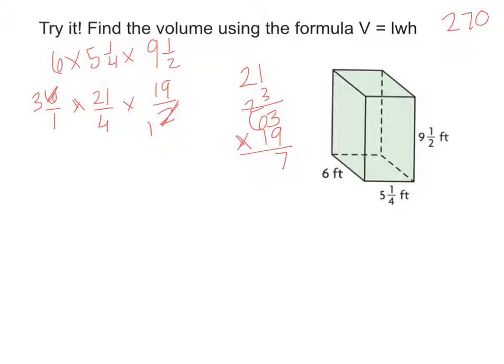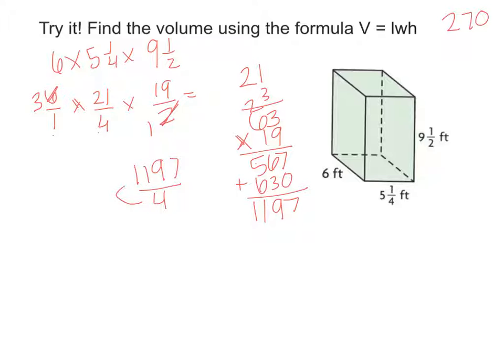6 times 9, 54, 55, 56. Okay, definitely some big numbers I'm working with here. I'm adding these together. 1197. And I'm going to pull this number down here. That's my numerator. My denominator, 1 times 4 times 1 is going to be 4.